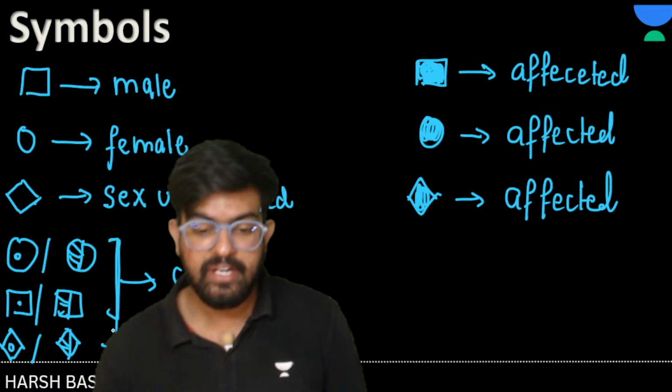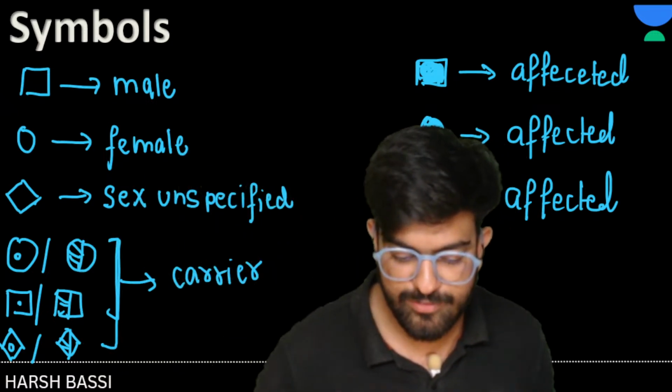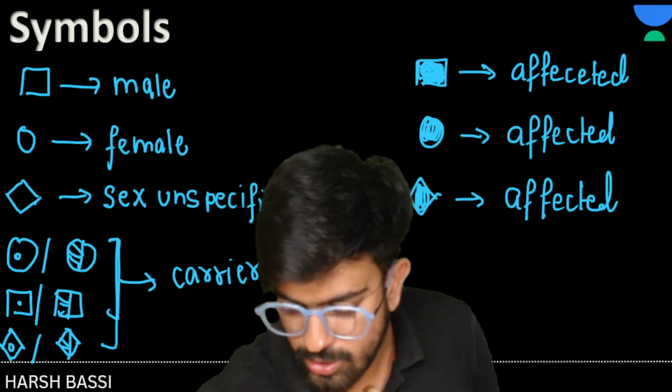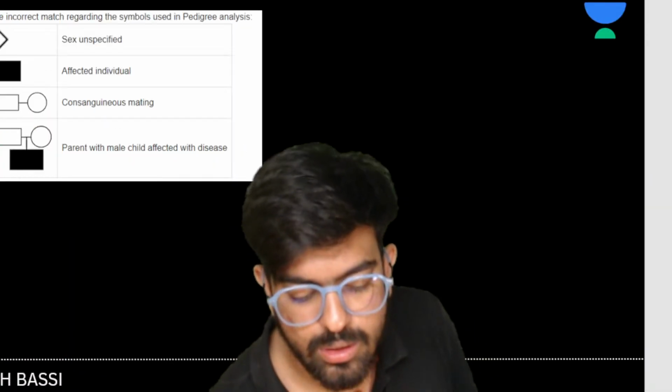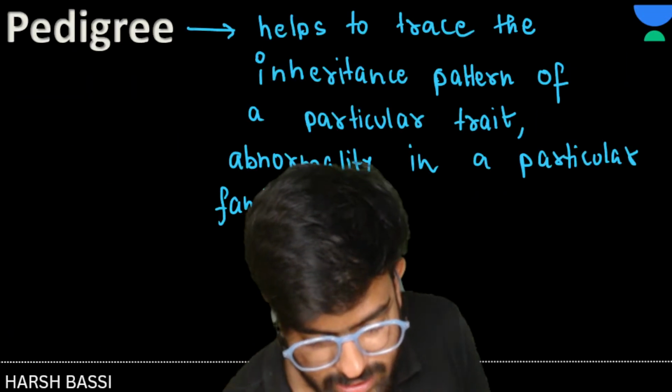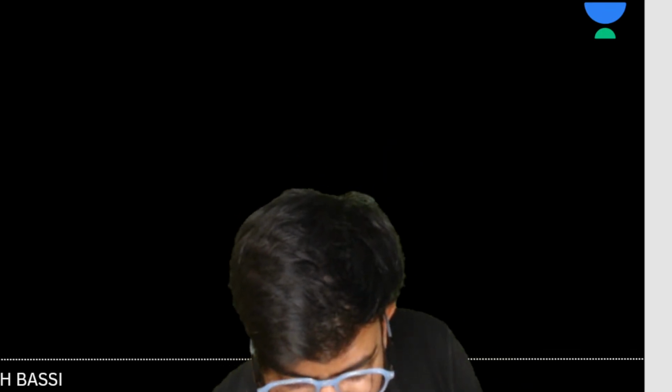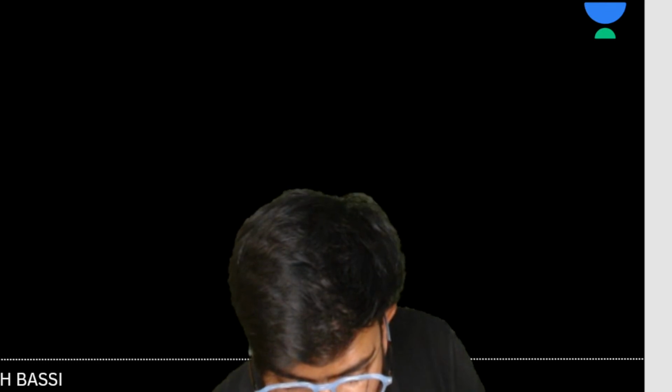Clear? Any doubts anywhere? You know what you have to do, right? Yes or no? You have to keep quiet. You don't have to ask the doubts. Is that how it works? No, you have to ask your doubts. Yes or no? Chalo. Now, let's move on with the next set of symbols. My slides have gotten a bit mixed up.